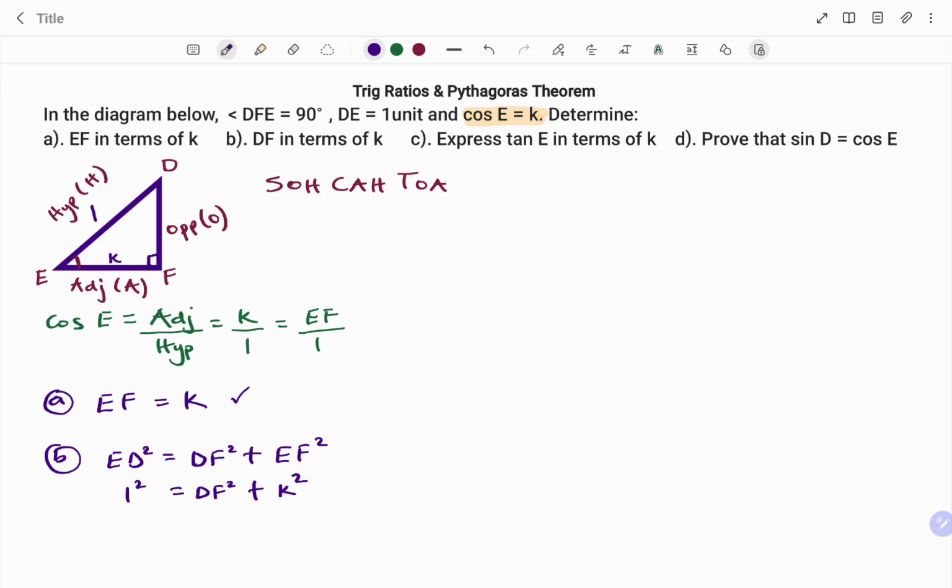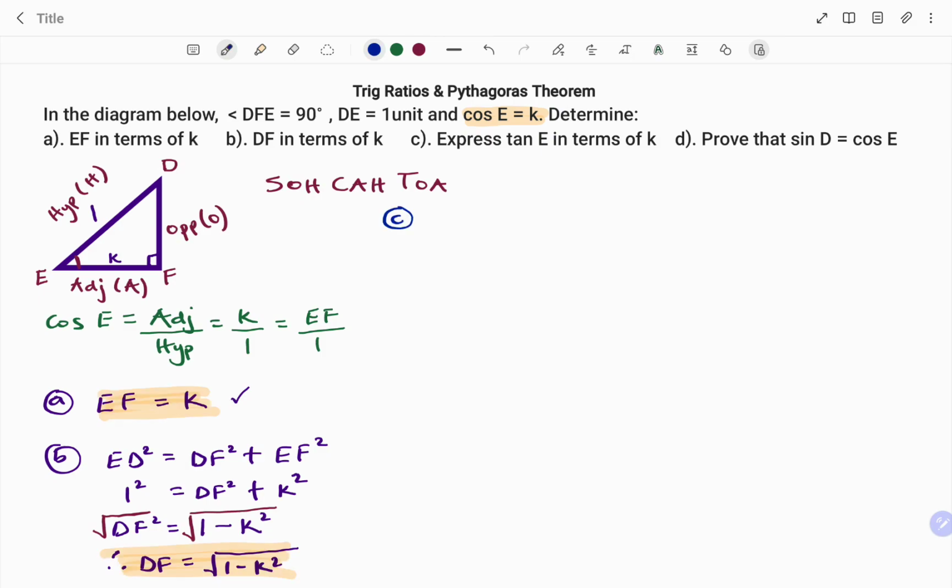Making DF the subject of formula, we have DF all squared is equal to, using the balance method, I'm going to subtract K squared from both sides, or move K squared to the other side. Going to the other side is going to be negative, so I have 1 squared is 1, minus K squared. Therefore, to find DF, you find the square root of both sides. The square roots will cancel the square, so therefore my DF in terms of K is equal to square root of 1 minus K squared.